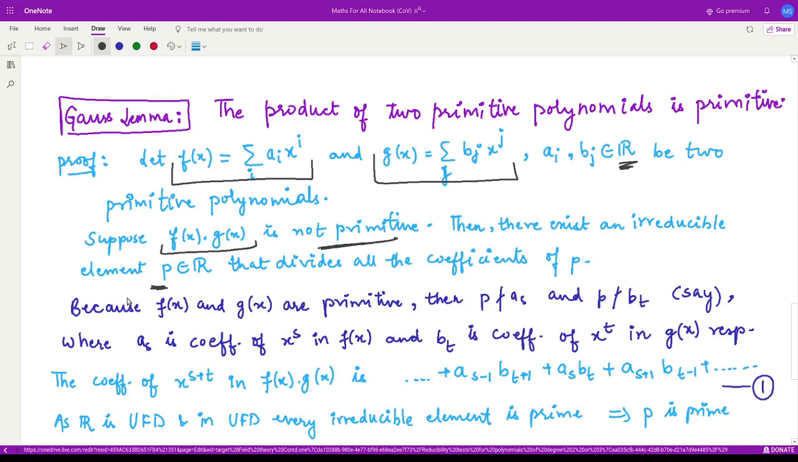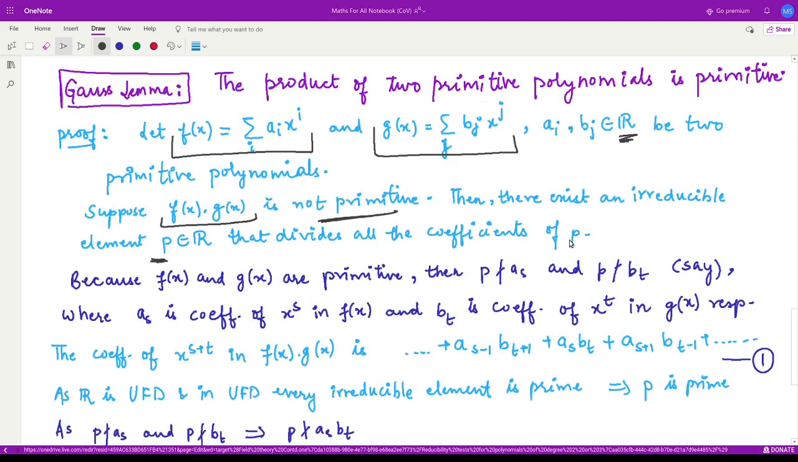An irreducible element which divides all the coefficients of this polynomial, right? f(x) and g(x). So because these two polynomials are given to be primitive, that means this p cannot divide every coefficient of the polynomial f(x) and every coefficient of the polynomial g(x). So I have called these coefficients a_s and b_t respectively in the polynomials f(x) and g(x). So because these are primitive, this p won't divide a_s and this won't divide b_t.